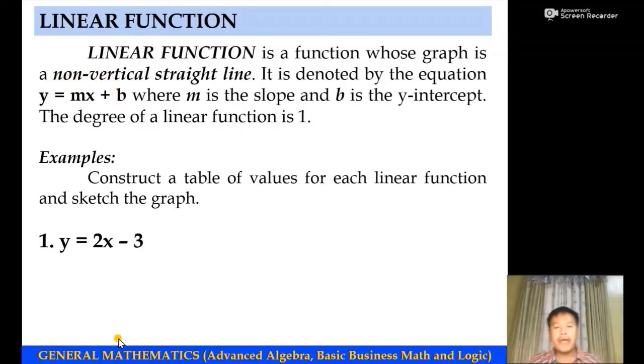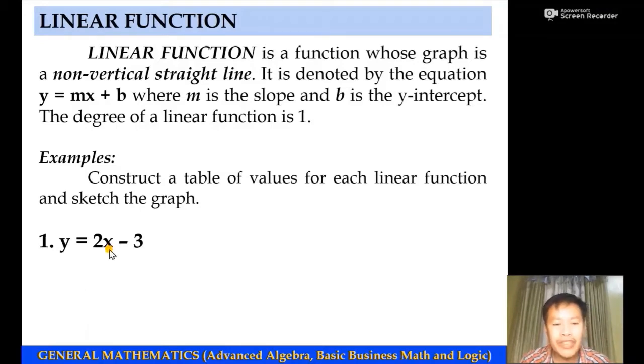Now, how are we going to sketch the graph? By setting up table of values first. What are the values of x that you want to assign? Any value. There is no restriction for the value of x. If you want x which is negative numbers, that can be. If you want x which is 0, that is also possible. If you want x which is positive, that is possible. Now, any value of x can be.